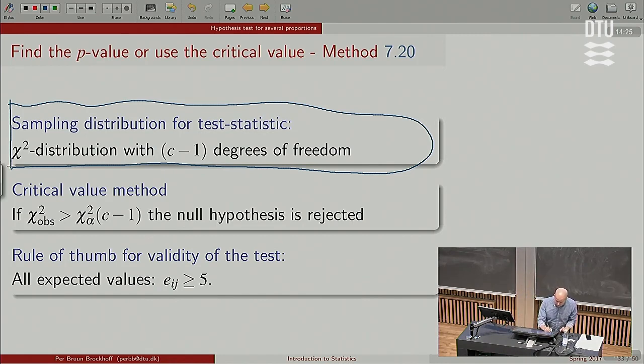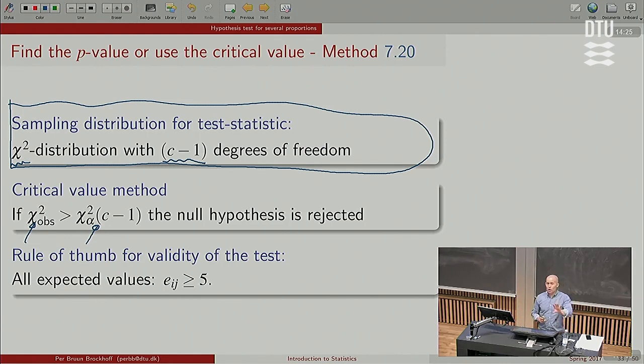So we can use the chi-square distribution with the right number of degrees of freedom, which is the number of columns, number of groups, number of proportions, minus 1. And if our observed one is larger than the critical level of this distribution, we reject the null, saying that all the proportions are the same.